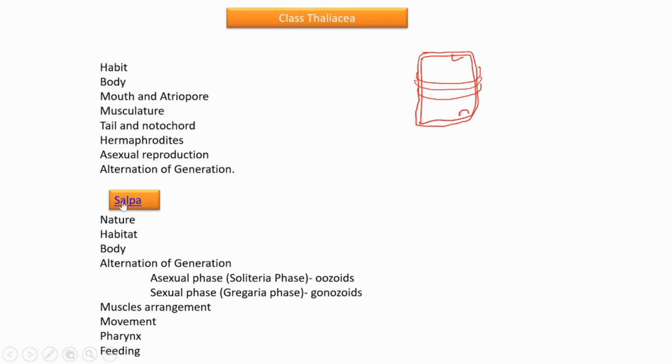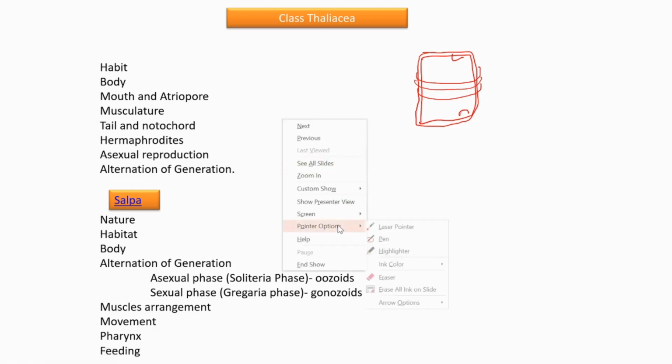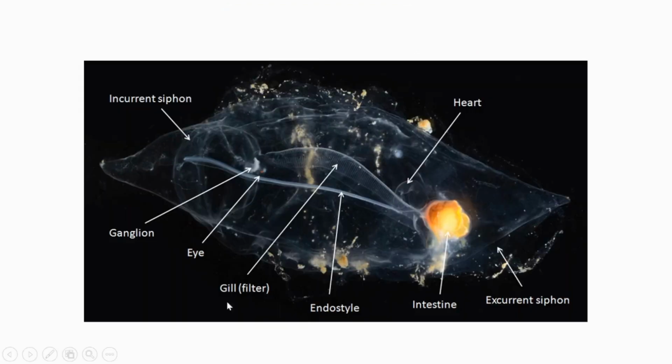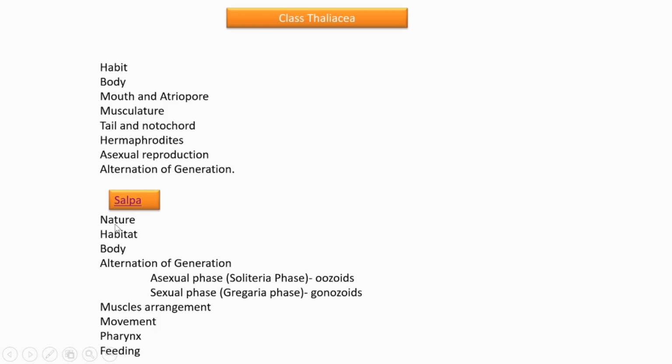Next we are going to learn an example of class Thaliacea. It is Salpa. I will show you an image of Salpa. This is Salpa, and regarding this organism we are going to learn. What is the nature? It is a small pelagic, free swimming Urochordate. Pelagic means seen on the surface.